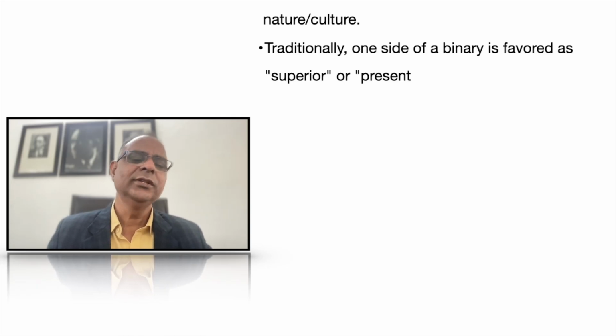Traditionally, one side of the binary is favored as superior or present. In these pairs, one side is almost always valued more than the other. For example, speech is often seen as more real or authentic than writing. Reason is often favored over emotion. Deconstruction points out that these hierarchies aren't natural. They are social and linguistic biases.